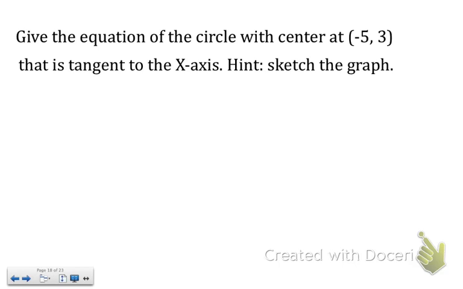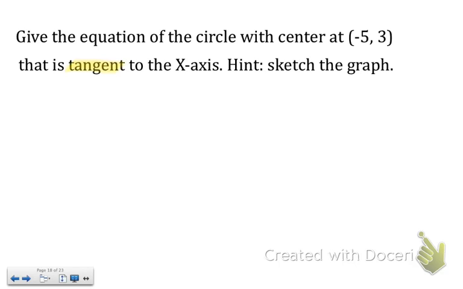The next example says to give the equation of the circle with center at (-5, 3), that is tangent to the x-axis. Okay. Now, if you're wondering what that word tangent means, tangent to the x-axis means that it's just going to touch the x-axis at one point.